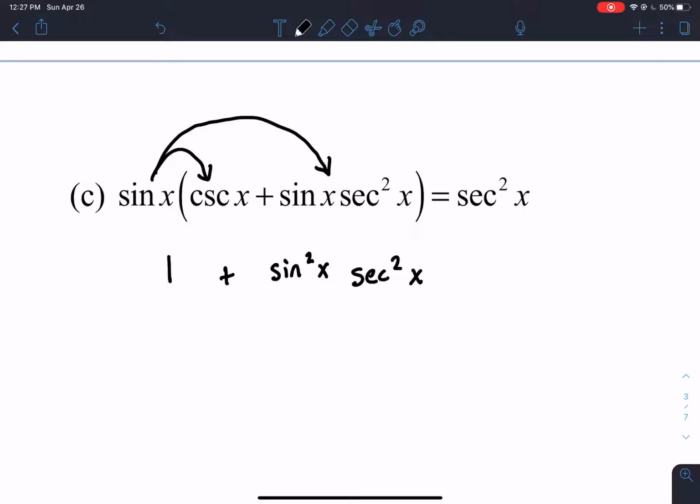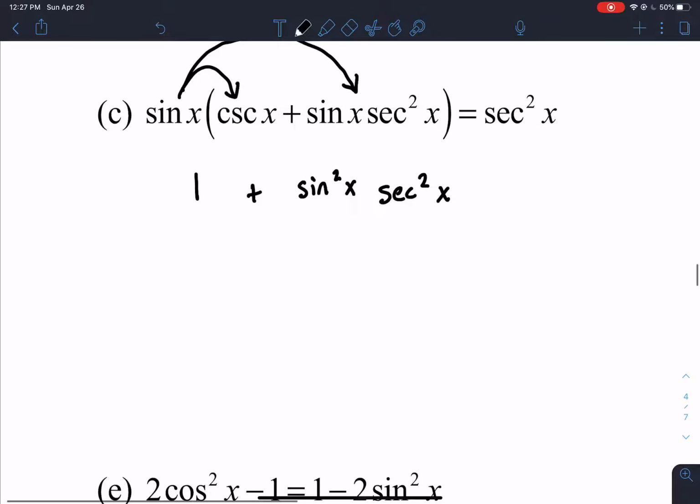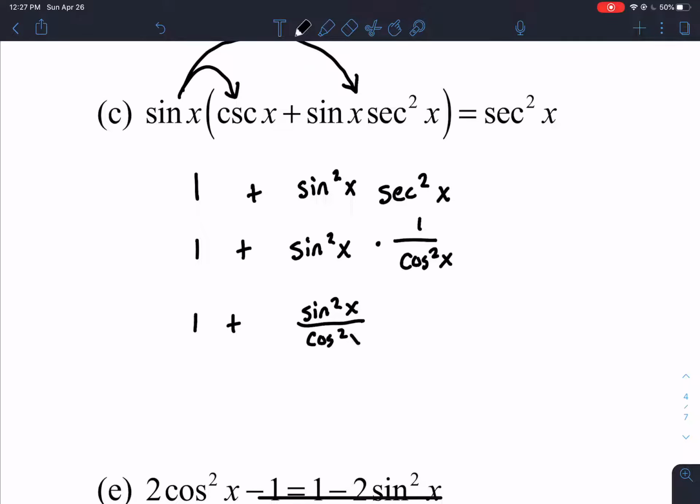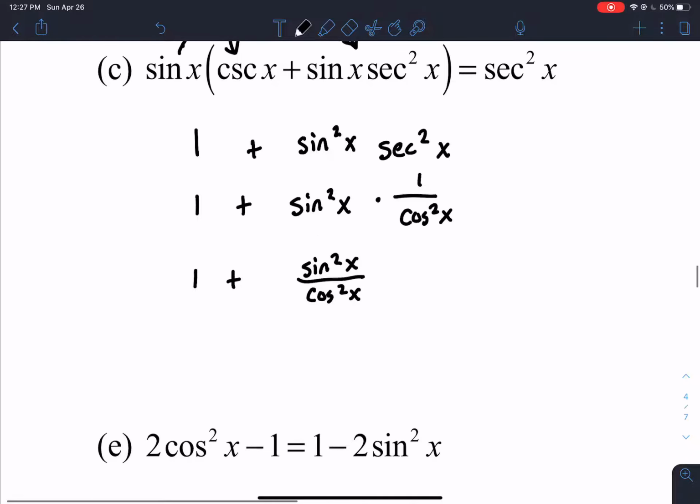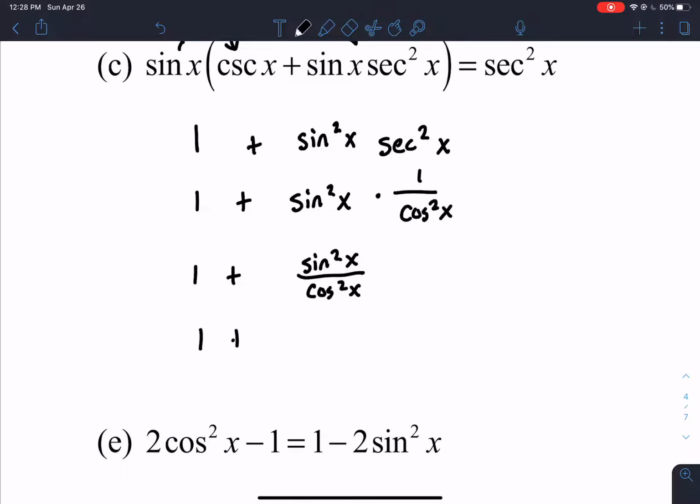They don't have anything in common. So let's put everything in sine and cosine. So we could change the secant squared to be 1 over cosine squared, right? So now if I put this second term together, that's going to give me sine squared over cosine squared, correct? Now what's that change into? That's tangent, right? So you got tangent squared.